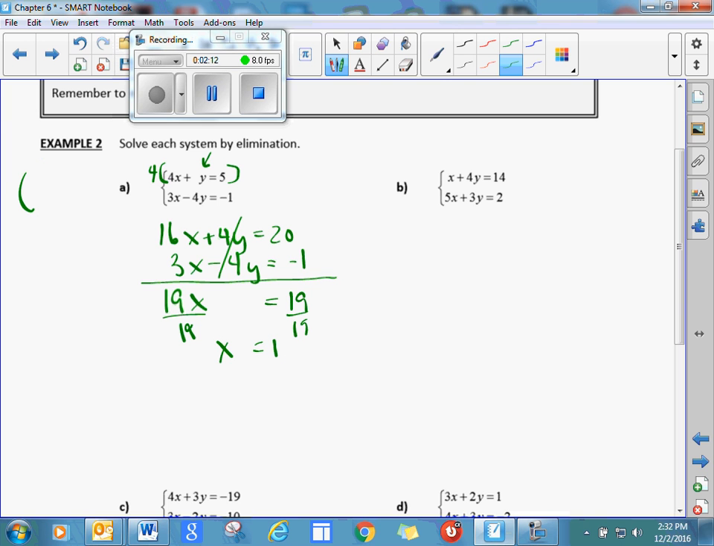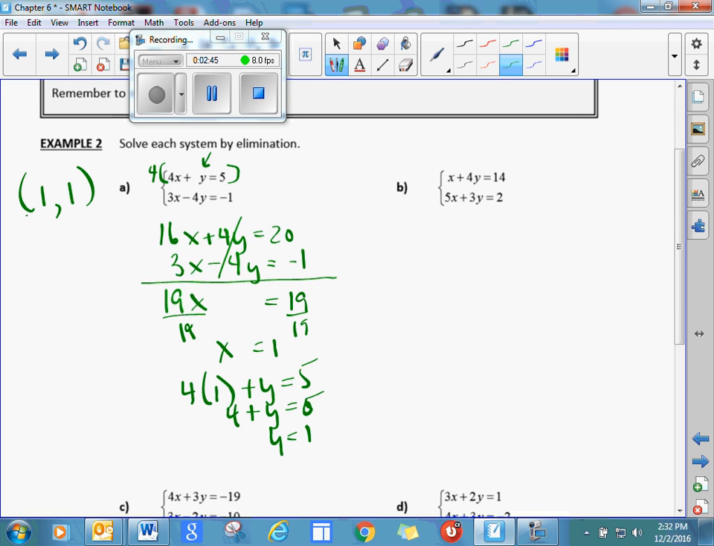So again, in looking for my solution, I'm pretty confident that x is equal to 1. I now need to find out what y is going to be. So we can go back to this top equation, or if you want to use the bottom one, you can do that one as well, and say 4 times 1 plus y equals 5, or 4 plus y equals 5, and we are going to end up with y needing to equal 1.